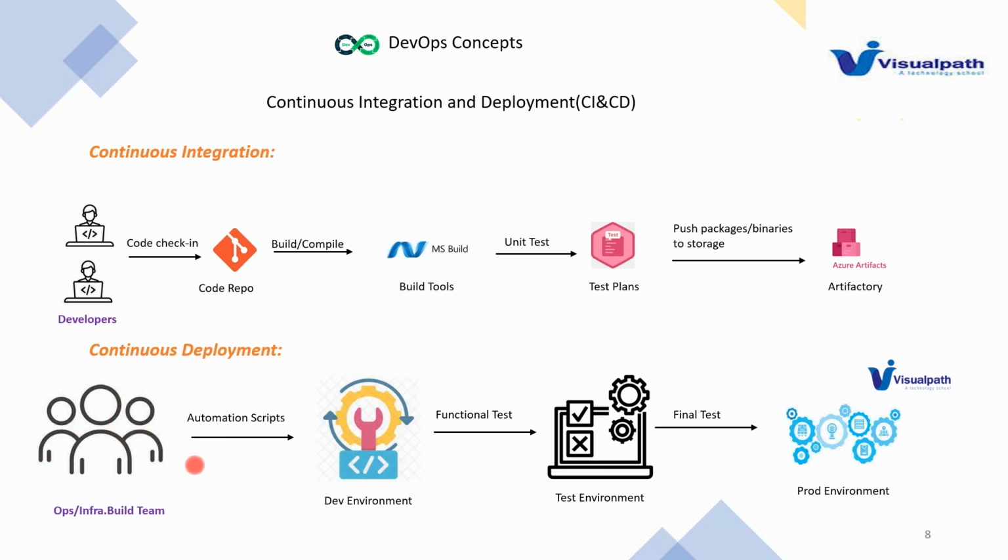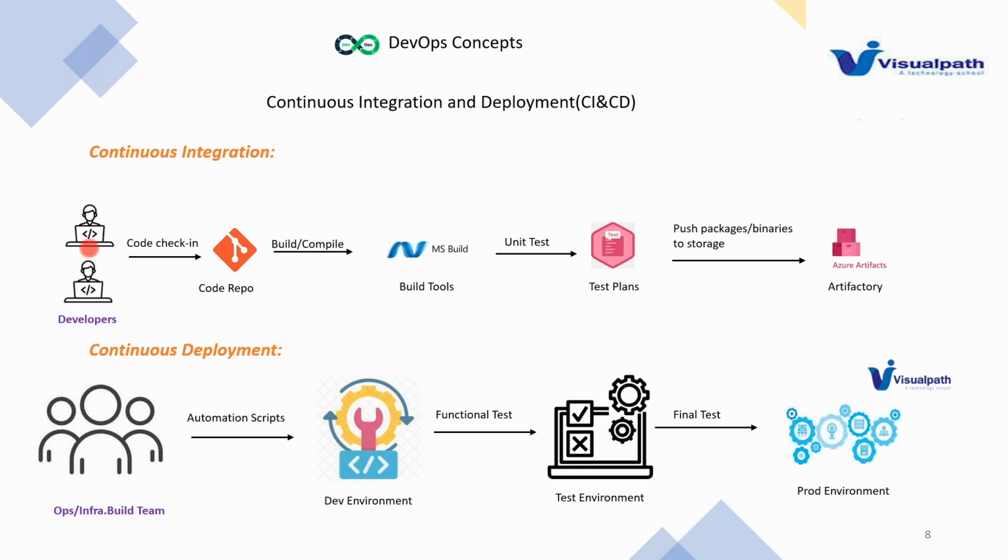The operations or infra team will create the development environment. Then they will use some deployment tools. They will push the code to the target environments. Then we do some basic smoke tests or functional tests. Then after uploading that, it will move to the test environment. After doing the final test, it will move to the prod environment. So this development, deployment, delivery is what we call continuous delivery. If there is no manual intervention, then it will be continuous deployment.